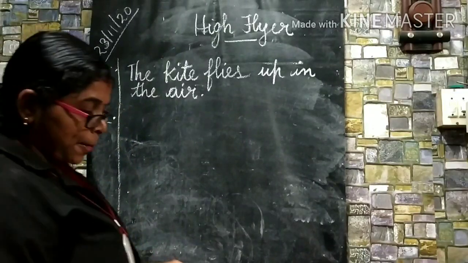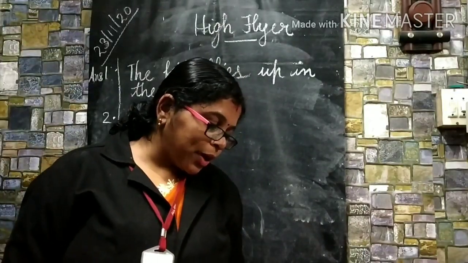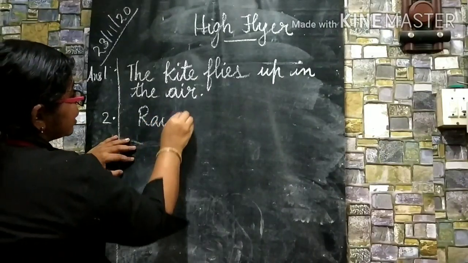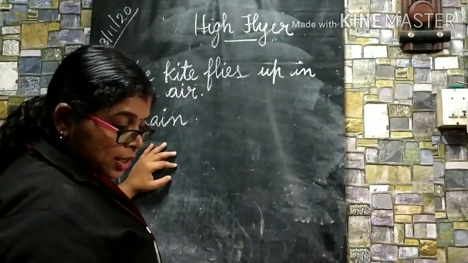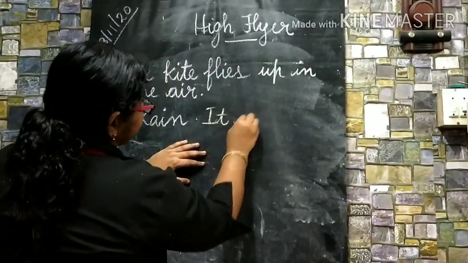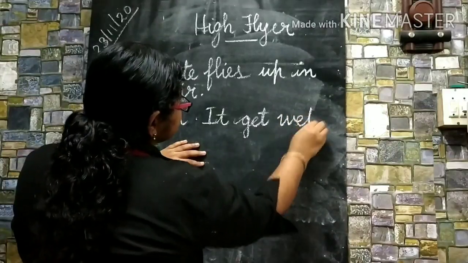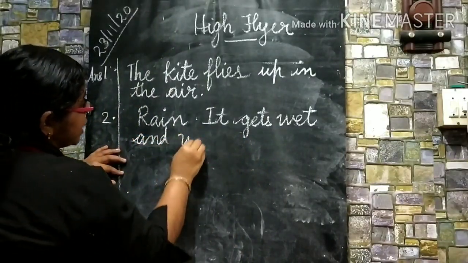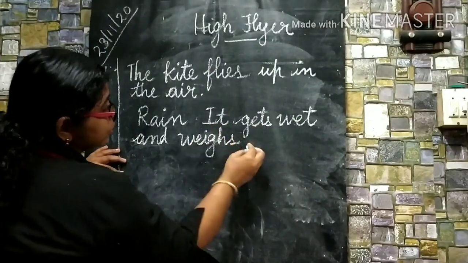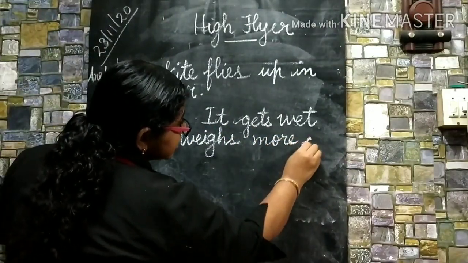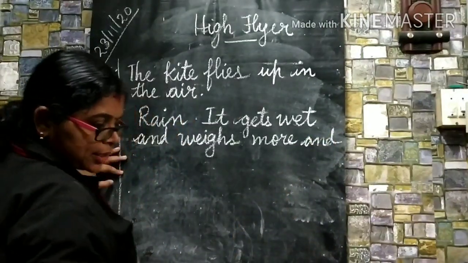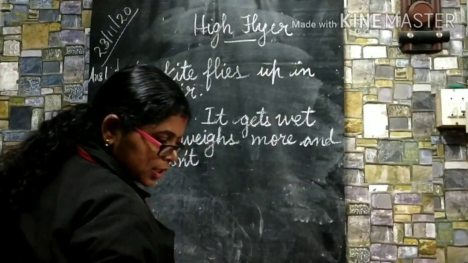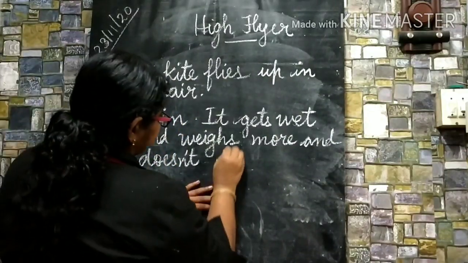Next answer, second one. What does the kite not like? Why do you think it does not like it? What does it not like, children? You can write just the word over there. Rain. Why? Because it gets wet. It gets wet and weighs more, and what happens, and doesn't move, isn't it? Doesn't what? Fly.